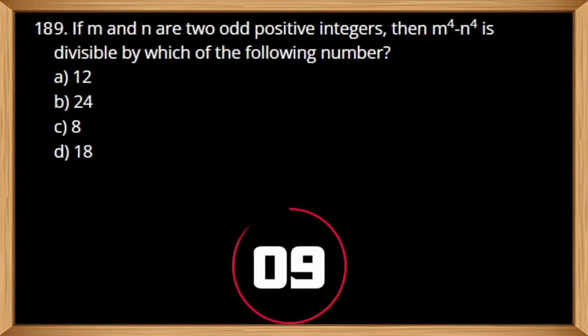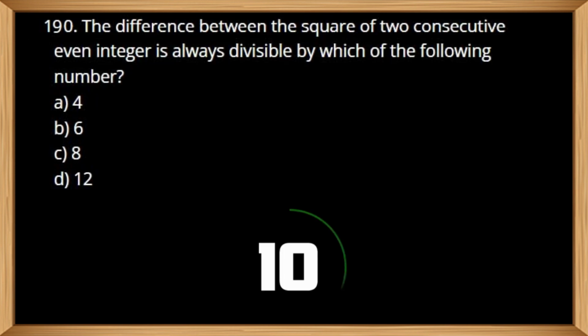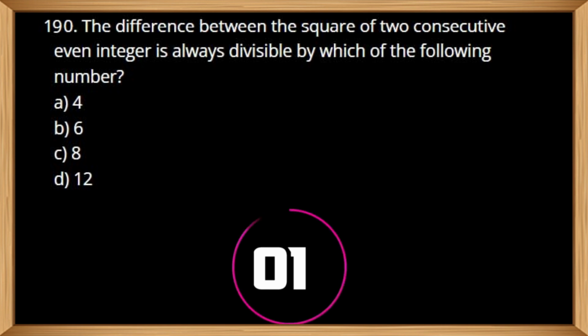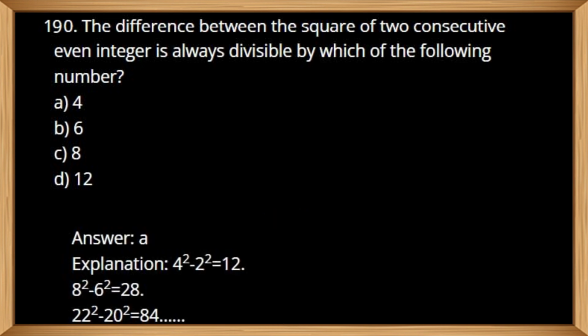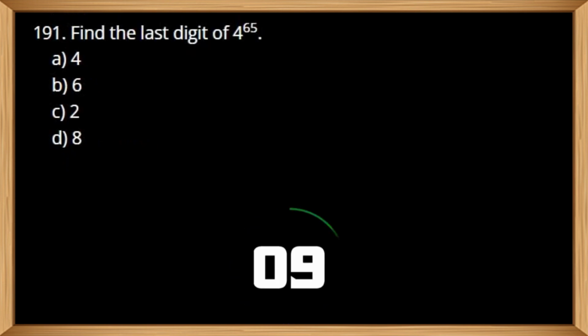If m and n are two odd positive integers, then m power 4 minus n power 4 is divisible by which of the following numbers? Option C 8. The difference between the squares of two consecutive even integers is always divisible by which of the following numbers? Option A 4. Find the last digit of 4 power 65.